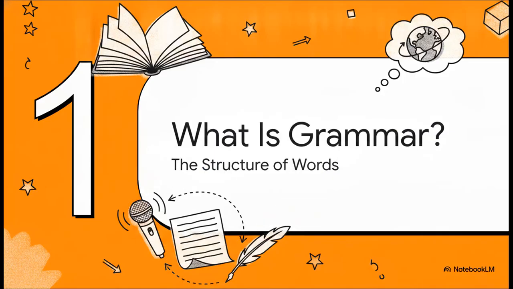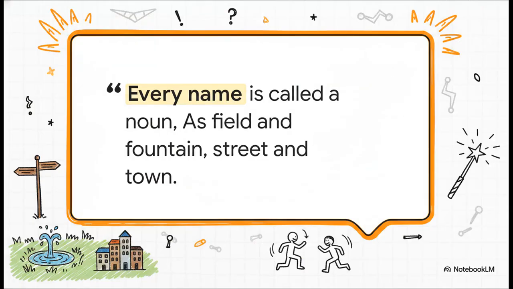Okay, Chapter 1. What actually is grammar? So why even spend time on all these rules? Well, because skill in speaking and writing is absolutely key to getting your ideas across clearly. I absolutely love this old children's rhyme from our source text because it gives us this brilliant, bouncy map of how words do different jobs.